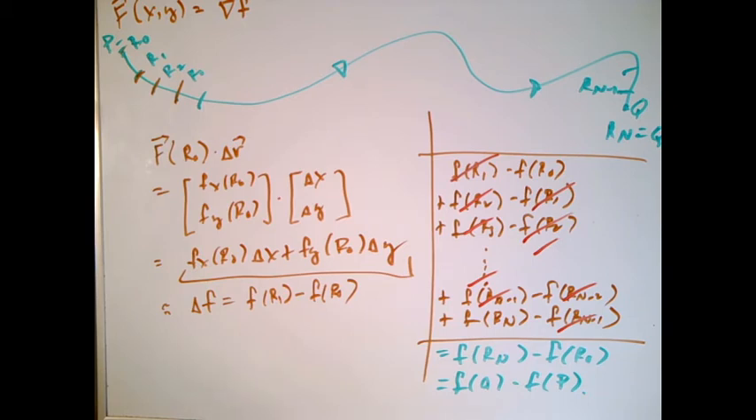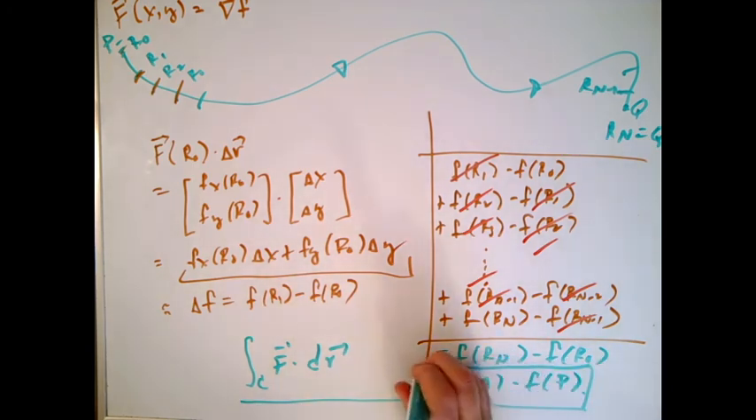When we take the limit as delta t goes to 0 or delta r goes to 0, the right-hand side doesn't change. And so when we take the limit on the left-hand side, we're going to get the integral we're looking for. The work done is equal to this.